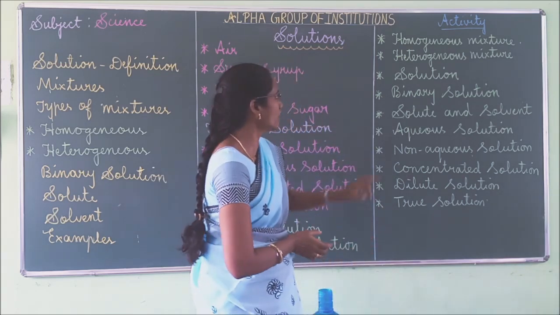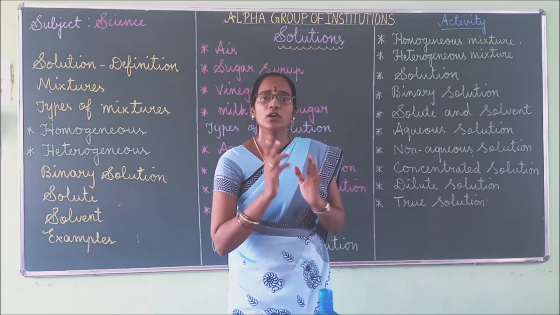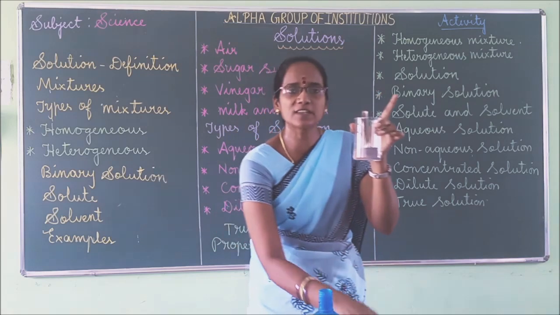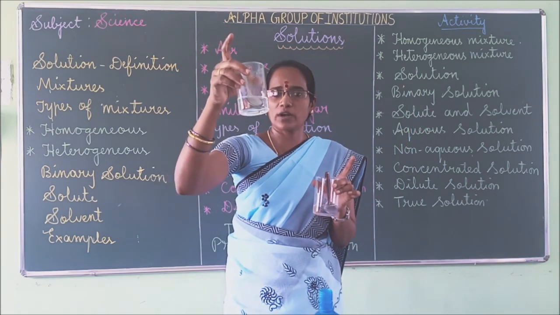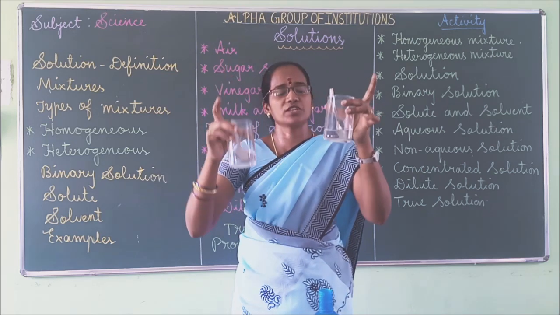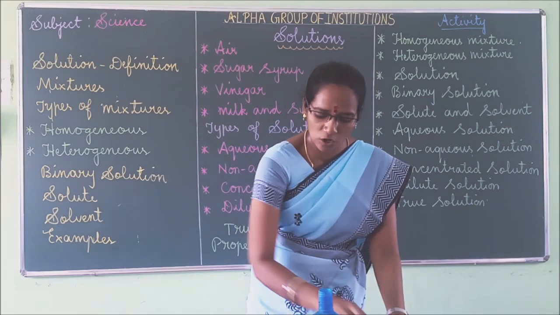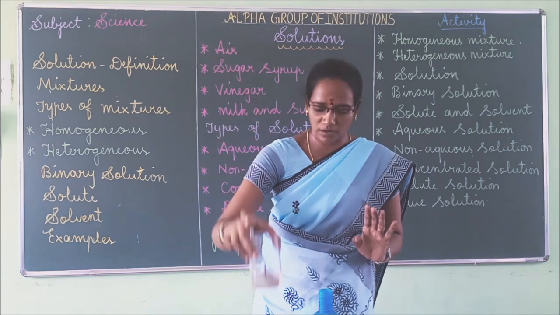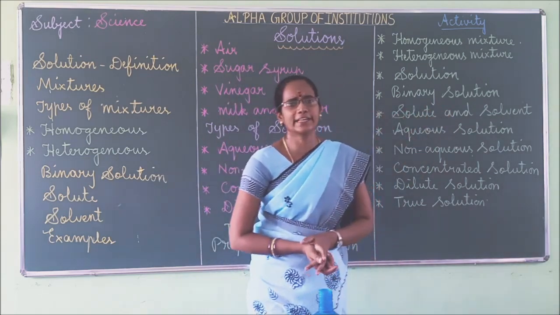So next one, the solution. You know, solution means what? It is a homogeneous mixture of two or more substances. What are the substances I added here? One is salt, another one is water. Here I added sugar, another one is water. Both get mixed. So these are the examples of solution. This is a salt solution. This is a sugar solution. This is not a solution. It is only a heterogeneous mixture. Understood? Right. Next we can move to binary solution.